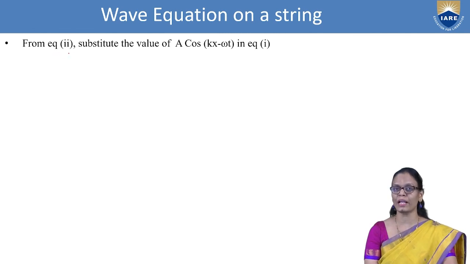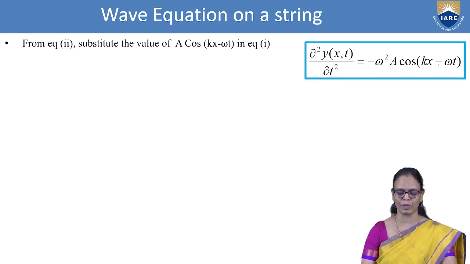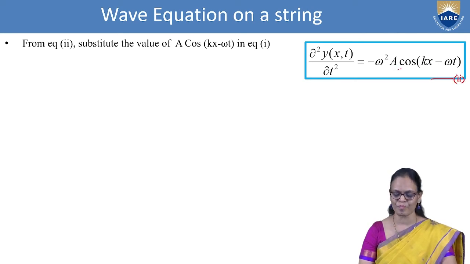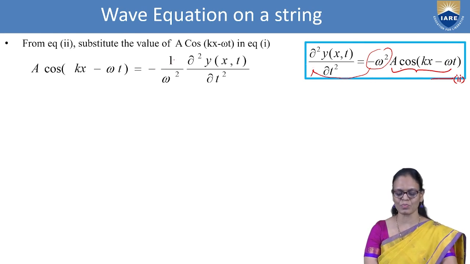Now we are going to substitute from equation 2 the value of a cos(kx − ωt). So what is our equation 2? ∂²y/∂t² is equal to −ω²a cos(kx − ωt). This is our equation 2. So from here, we should get the value of a cos(kx − ωt). Simply I'll bring this −ω² here. Because it is in the numerator, it goes to the denominator. So I get −1/ω² ∂²y/∂t². So from equation 2, we are getting the value of a cos(kx − ωt).